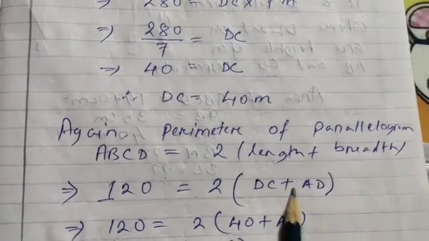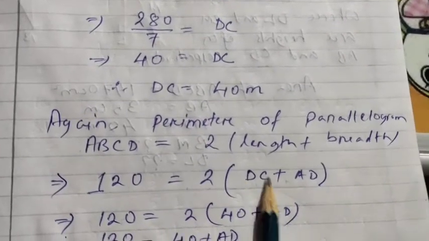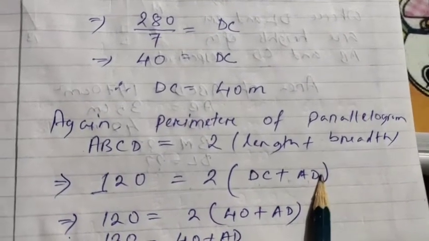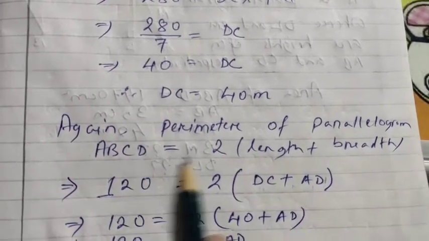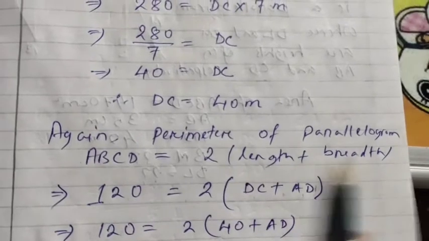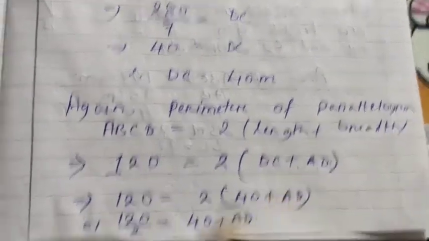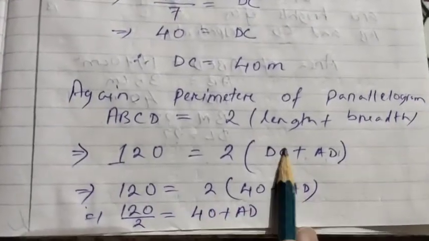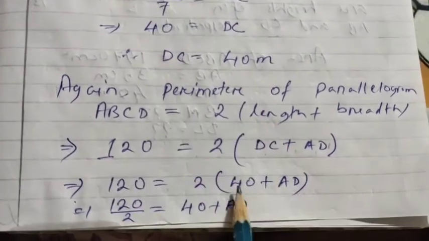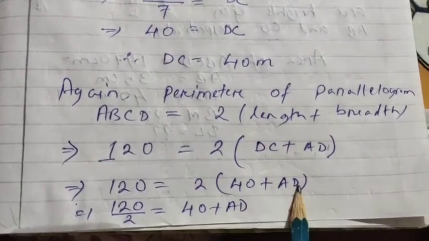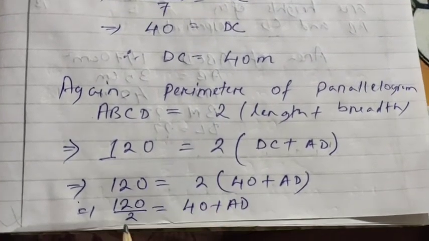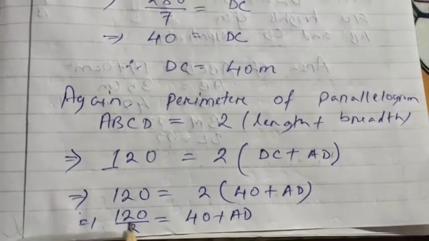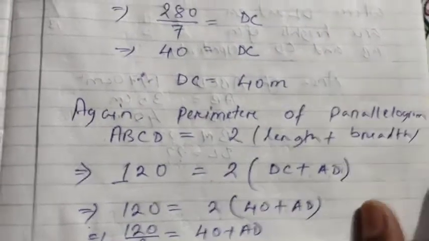So 2 into DC plus AD. DC we consider length, and AD we consider breadth. Sometimes the formula is the perimeter of a parallelogram is 2 into the sum of two adjacent sides, DC and AD. So 120 equals 2 into, DC we already found is 40, so just put the value of DC here, 40 plus AD. 2 is multiplied with the whole of this, so when 2 comes to this side it becomes division, so 120 divided by 2 equals 40 plus AD.